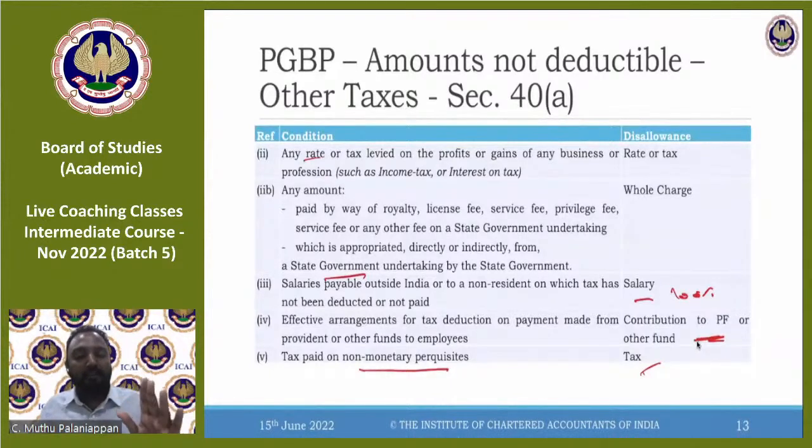Every chapter will have a flow. Salary has three sections, 15, 16, 17, and there is a flow. In 17, sub-section 1 is salary, 2 is perquisites, 3 is profits in lieu of salary. Every section, every chapter will have a content flow. So if you are linking it and understanding it, it will be very easy. There will be no difficulty to understand.